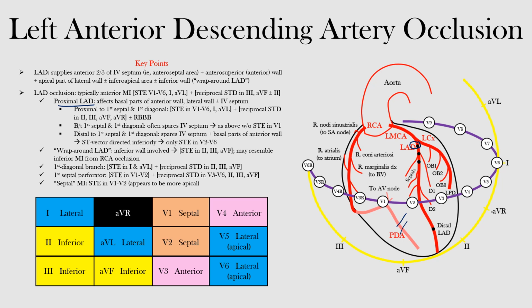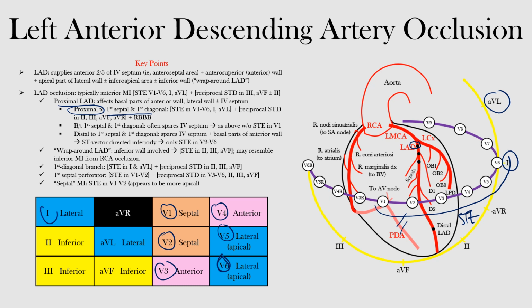Now, if it's proximal to both of them, we have ST elevation in V1 through V6. So here's V1, V2, V3, V4, V5, and V6. So for our precordial leads, V1 through V6, we'll see ST elevation because they're overlying that region. And we'll also see ST elevation in leads 1 and aVL because of those diagonals. Here's aVL and 1.